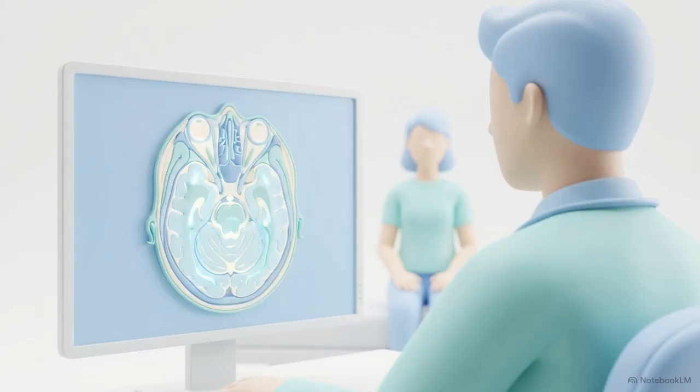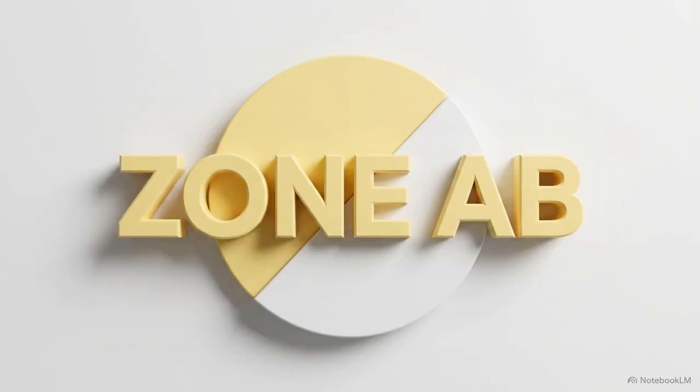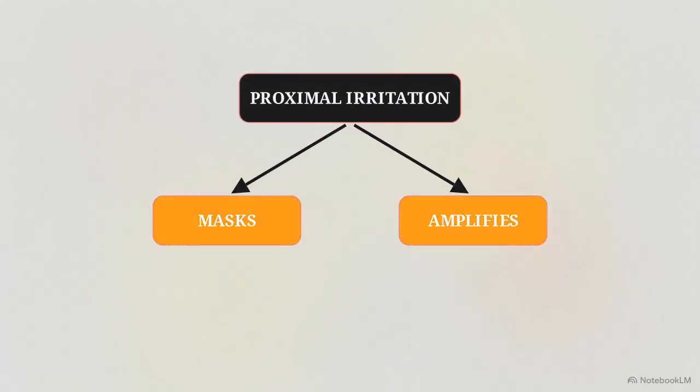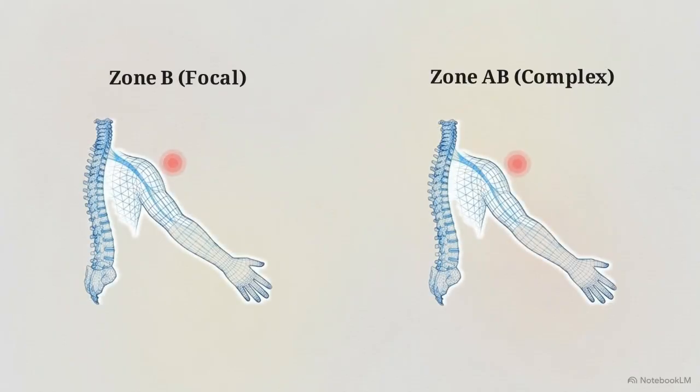This physiological vulnerability directly predisposes patients to secondary distal entrapments, specifically at the median nerve in the carpal tunnel. This presents a hidden danger. If a physician only looks at an MRI showing a severe AB zone herniation, an isolated case of carpal tunnel syndrome can be easily misdiagnosed as primary neck pathology. Zone AB is a multi-site risk factor. Its wide structural footprint creates an anatomical cascade where proximal nerve irritation actively masks or amplifies distal nerve failure.